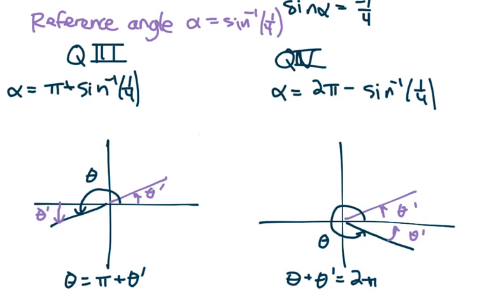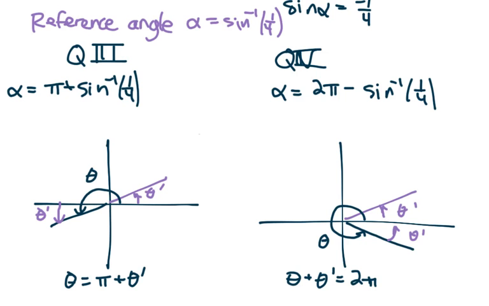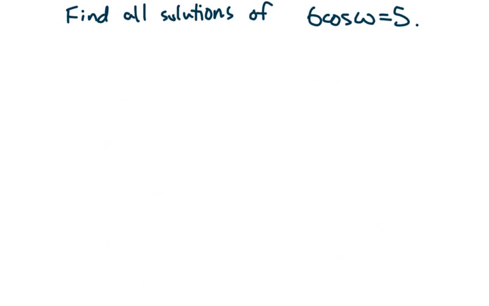Unlike in the previous problem, right? In this problem, sine inverse of 1/3 was positive, so sine inverse of 1/3 was between 0 and 360 degrees, or 0 and 2 pi radians. It was one of the solutions. If we take sine inverse of negative 1/4, it is not between 0 and 360 degrees. It is not between 0 and 2 pi radians. So we had to do this reference angle business.